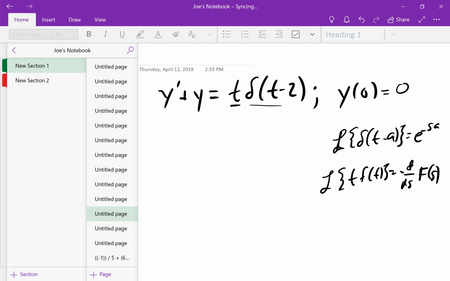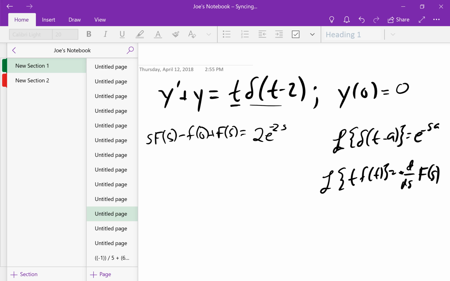So when we apply the Laplace transform, on the left-hand side we have s capital F of s minus little f of 0 plus capital F of s. On the right-hand side, notice that the Dirac delta function's Laplace transform will be e to the negative 2s. We have to take the derivative of that and do the negative of it. There's that negative out in front as well. So we're going to get equals 2e to the negative 2s on the right-hand side.